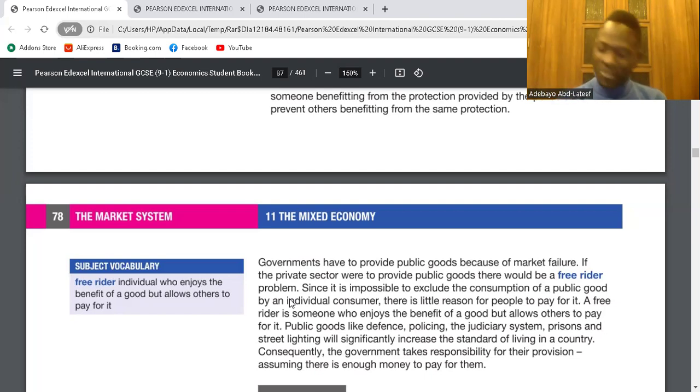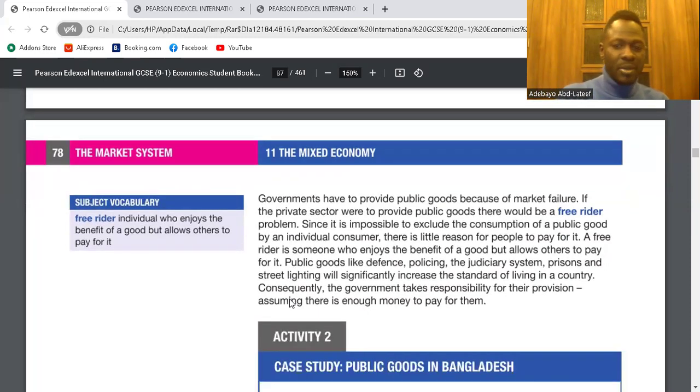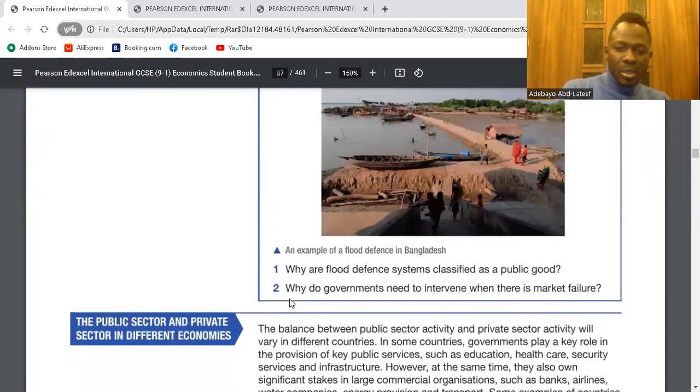And a free rider is an individual who benefits from what he or she does not spend on. Like us, or like street lights, like you said. We don't pay for it, but we use it. So that makes you a free rider. Is it clear? Any question about that? So because of a free rider problem, that's why they will not provide it. So government would intervene to provide them. Is it clear now?